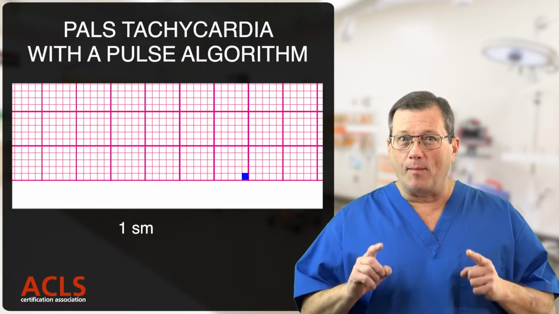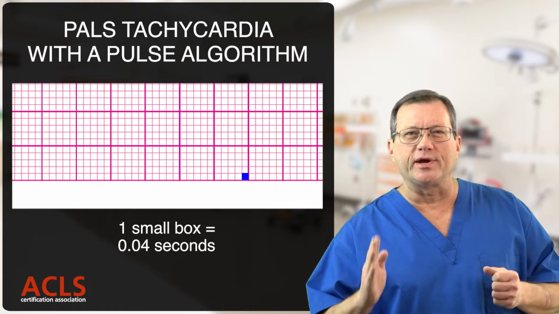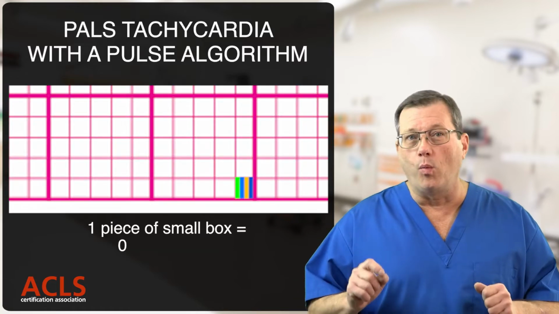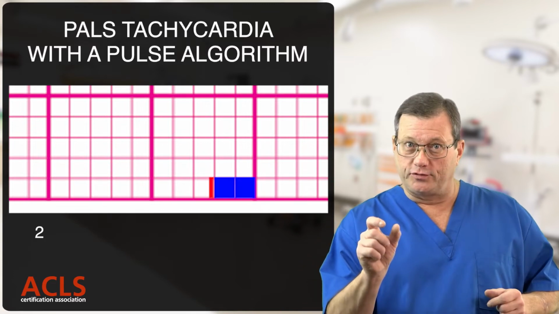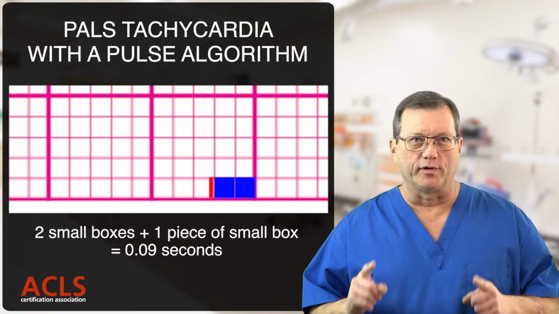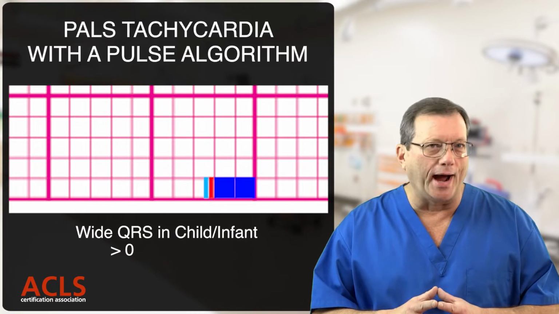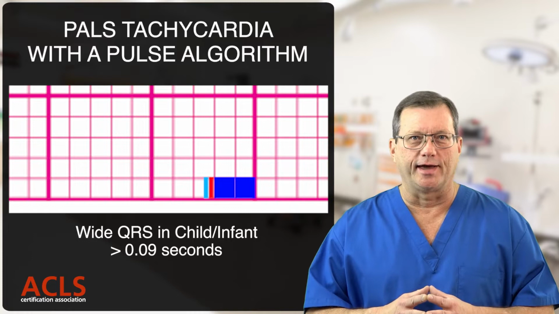Well, each small box is 0.04 seconds. So if we took that small box and cut it into 4 pieces, each of those pieces would be 0.01. Therefore, we're looking for 2 small boxes plus a quarter of the next small box. That's 0.09. So if it's greater than 2.5 boxes, it's considered a wide complex QRS for a child or an infant, but that's how you're going to look at it.